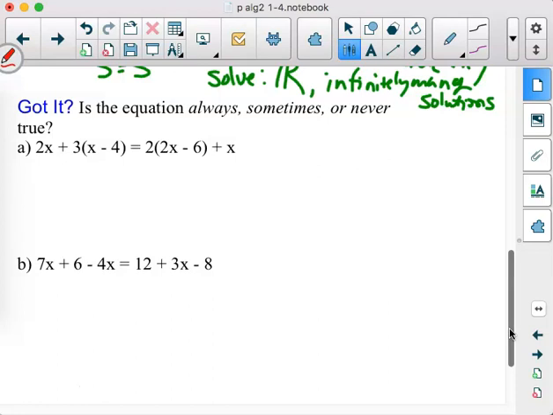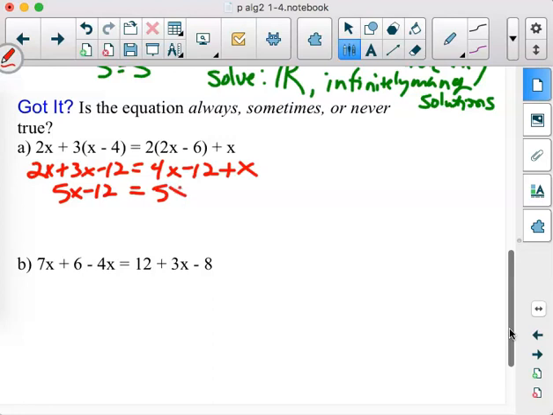Can't start moving things over to each side because each side of the equals is not simplified. So we have to distribute the 3, distribute the 2, then we go ahead and combine things on the left-hand side and combine things on the right-hand side. This is not simplified yet. So again, it's just about simplifying each of those sides, not about starting to move things over.